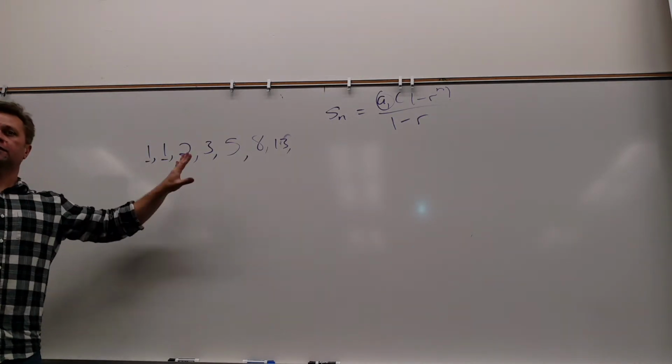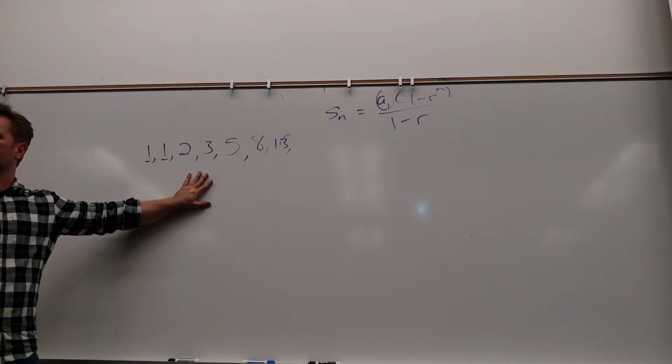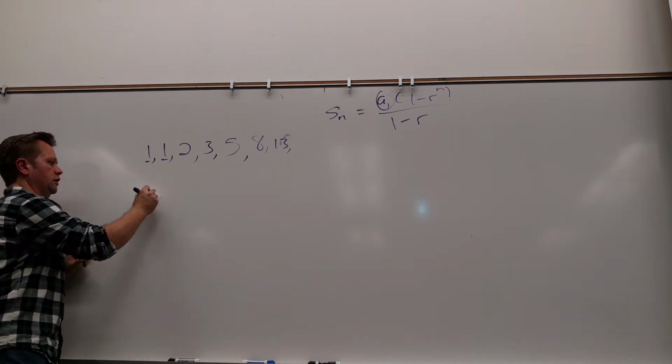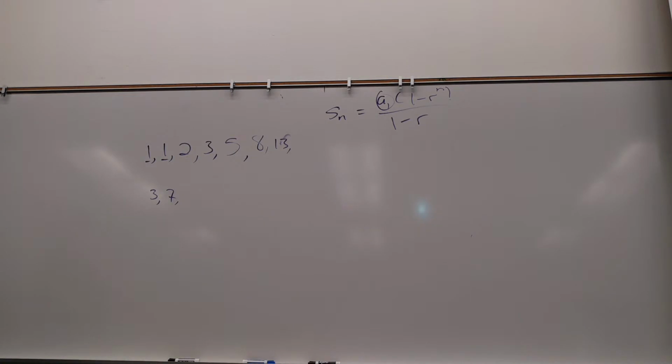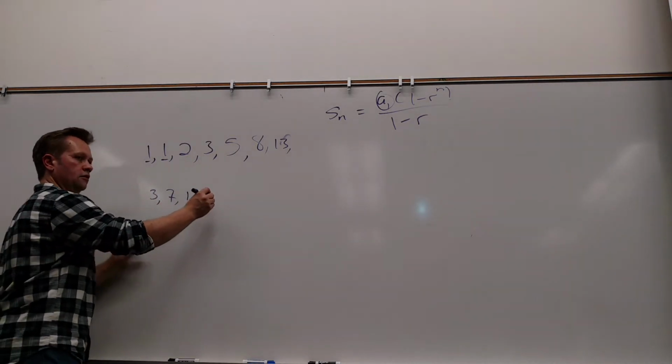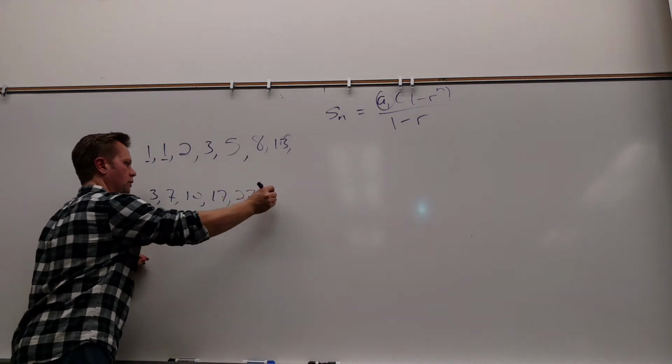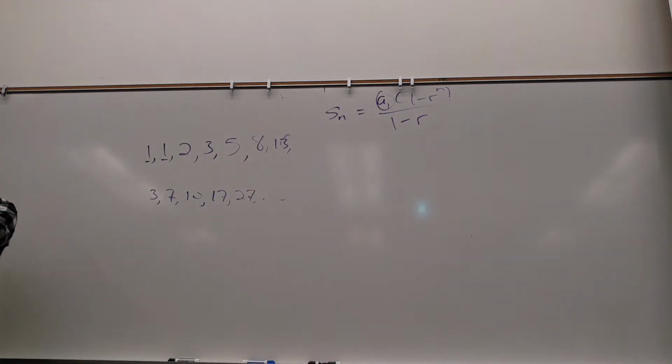Does everybody see how to do that? So if I start with the numbers 3 and 7, and I tell you it's Fibonacci-like, what do you think the next term will be? 10, 17, 27, blah, blah, blah. Just keep adding the 2 to get the next one.